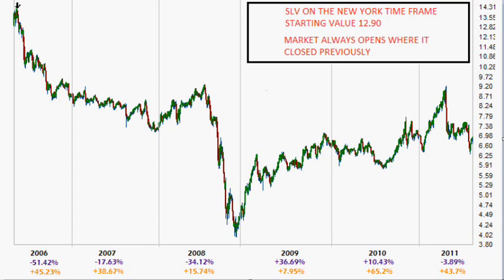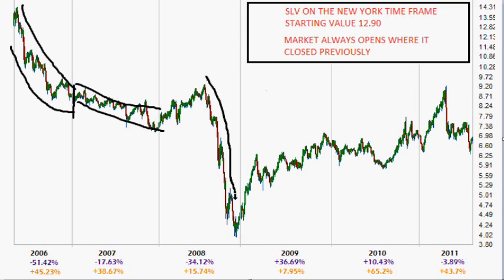So again, let's take a look at this. 2006. Well, a major downtrend in the New York time frame, which meant on New York soil, or from 9:30 to 4 o'clock, silver was down a total of 51.42%. Yikes. Whereas in the other time frames, it was up 45.2%. The next year, U.S. time frame, we had another downtrend, down 17.6%, whereas the international market's up 38.6%.